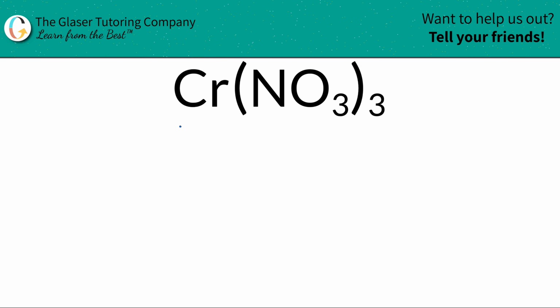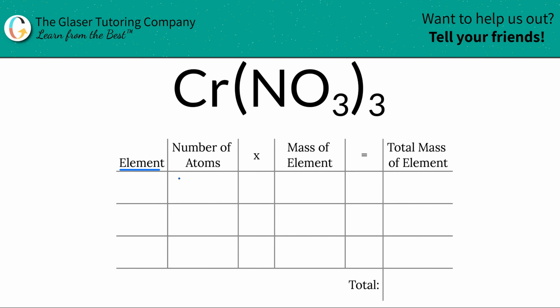Molecular mass, chromium-3 nitrate. What is it? Bam. So the first thing I'm going to do is write down the elements I see in the compound, right? So we see chromium, Cr, we see nitrogen, N, and we see oxygen, O.